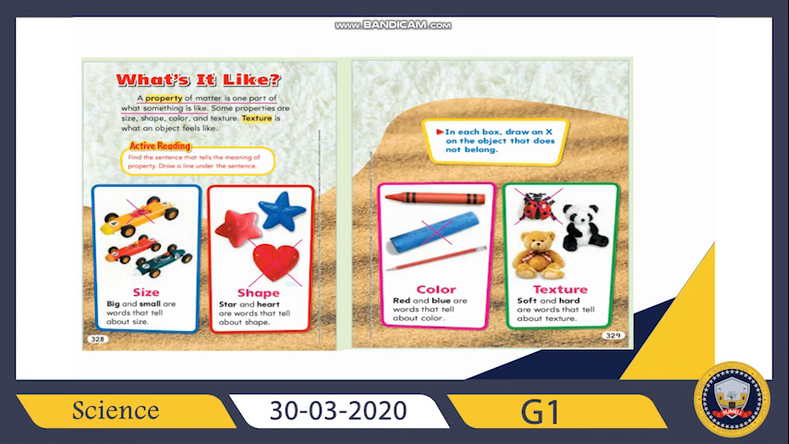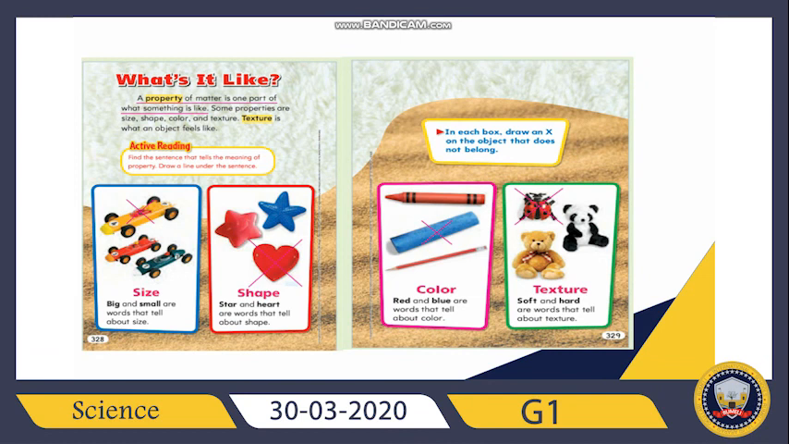Can you name some objects that are soft? Very good. For example, a pillow, or a puppy's fur. You know, these are so soft. When you touch it, you can feel it. So texture is what an object feels like. Very good. Now we know the meaning of properties and the meaning of texture.